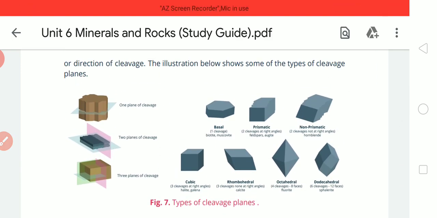So, di ba, sa basal, more siya hexagonal. Yes, hexagonal ang cleavage, ang sides. Tapos, ma-break siya along the surface. I mean, more ma-break siya across.